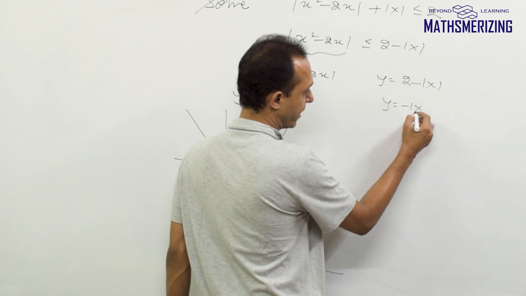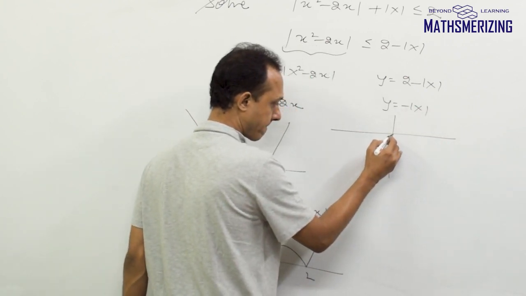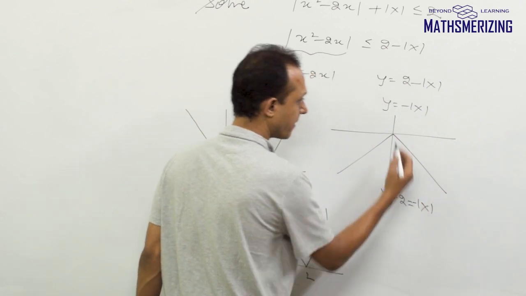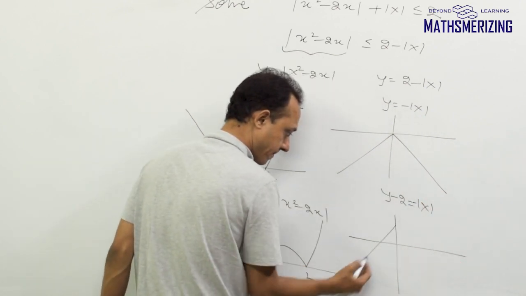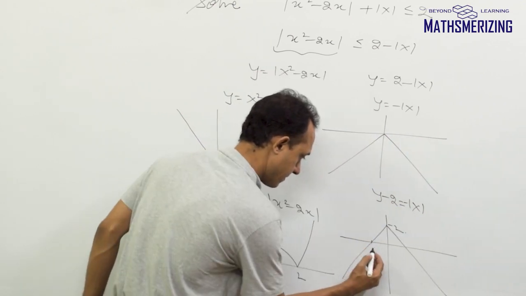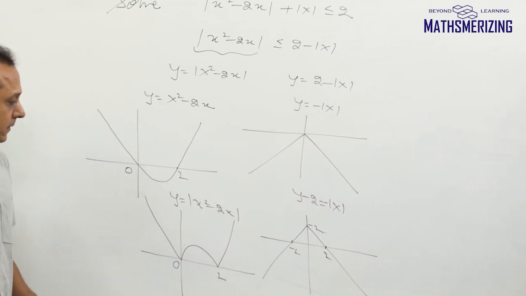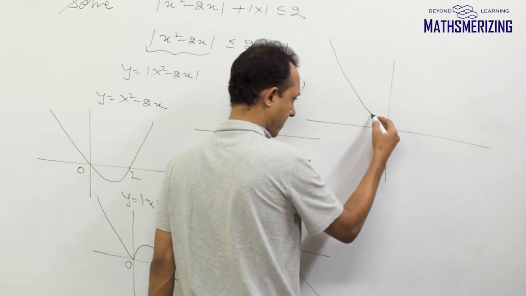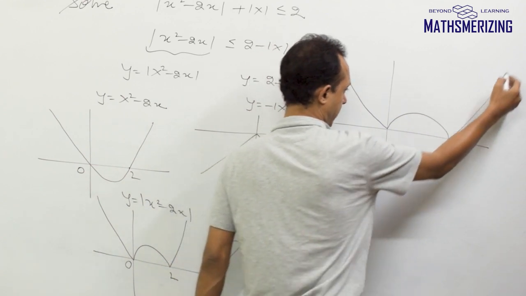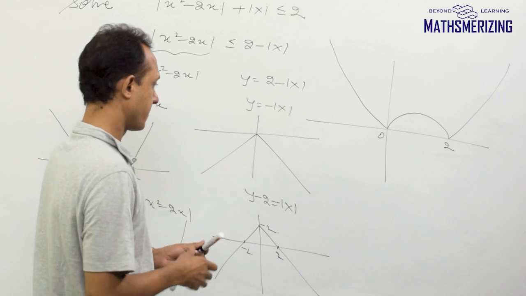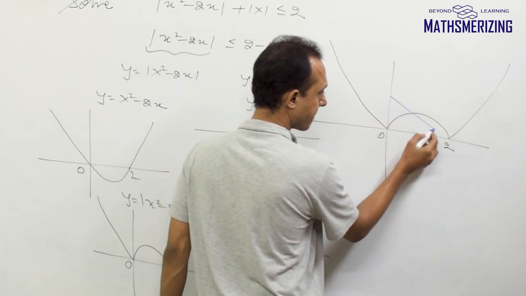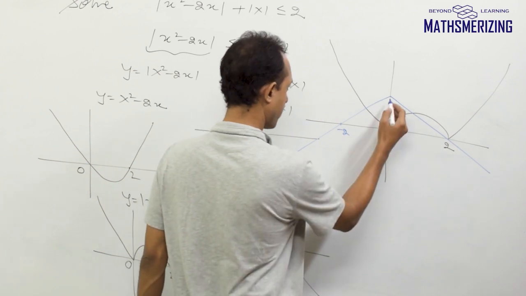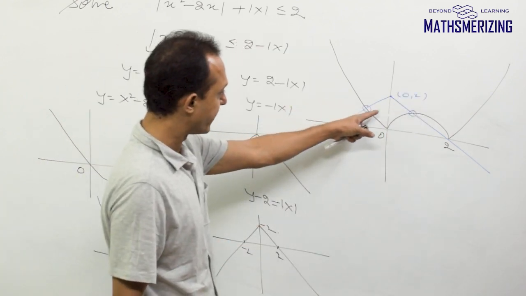Basic graph here is y equals minus mod x, and then I'll shift the graph plus 2 units along y-axis. Now I'll draw both the graphs. So I'll solve the two equations and then I'll find their point of intersections.